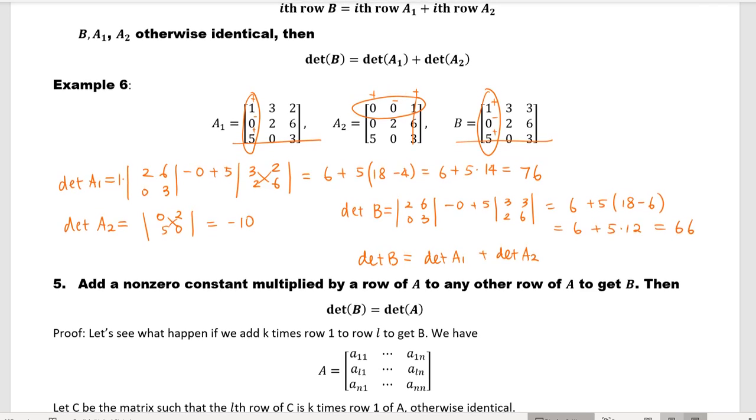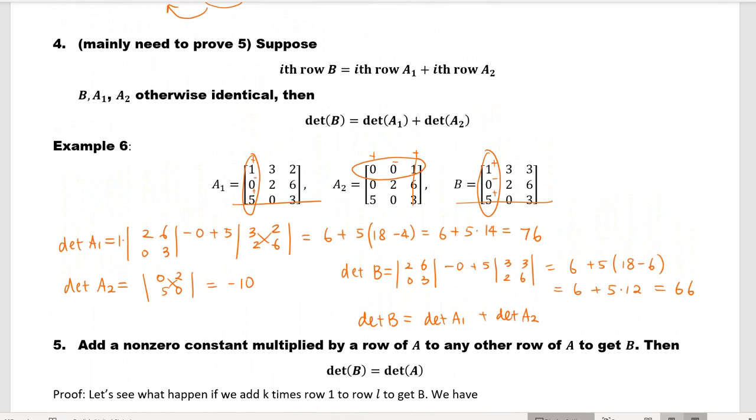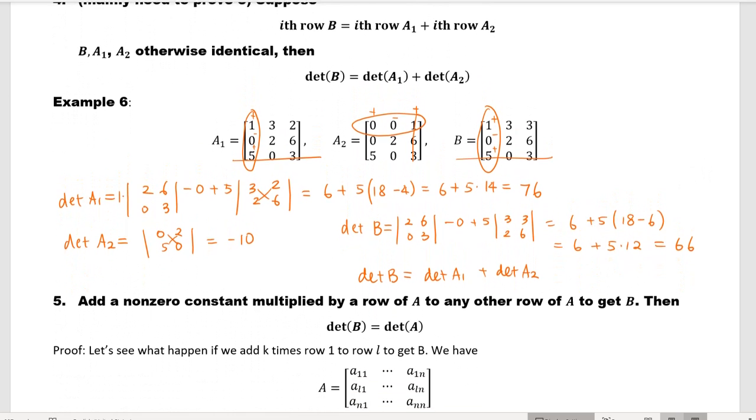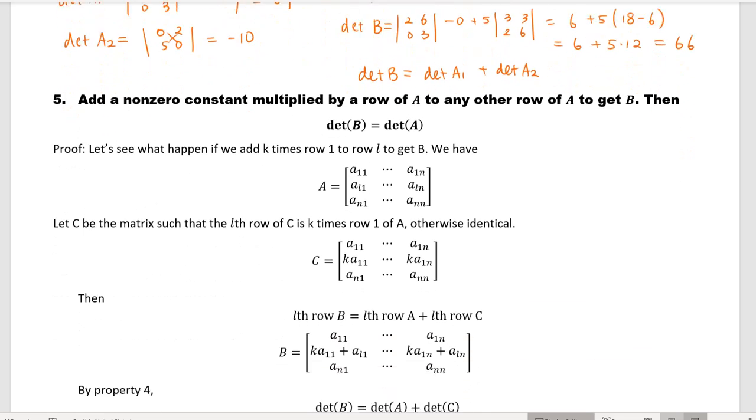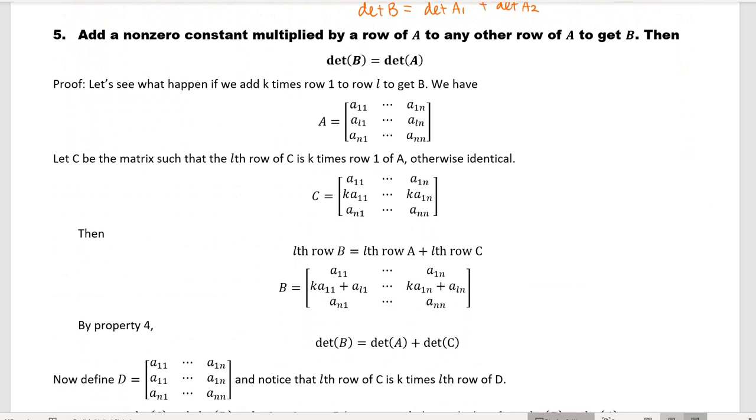Alright. So now we just did an example for the proof. You can read the textbook. If you have any questions, feel free to ask me, okay? So number 5: add a non-zero constant multiple of one row of A to another row of A to get B. Then the determinant of B equals the determinant of A.